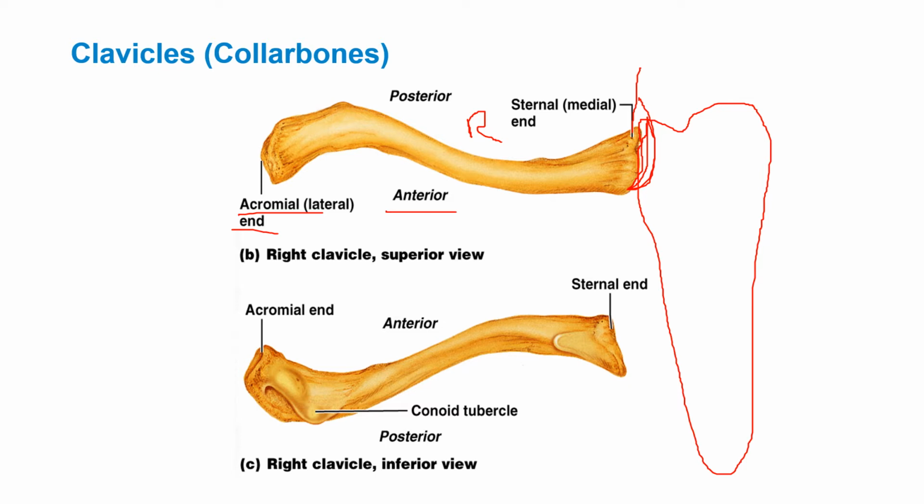So this is a right clavicle, now looking at it from underneath. And you see you have this conoid tubercle, very important. And you see kind of this ridge here for a muscle. There are muscles that attach right along here.